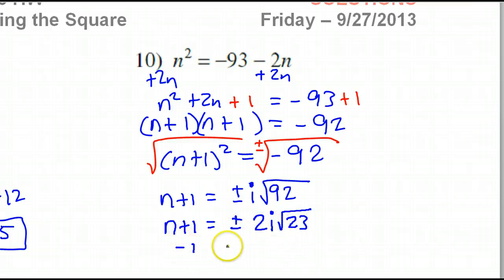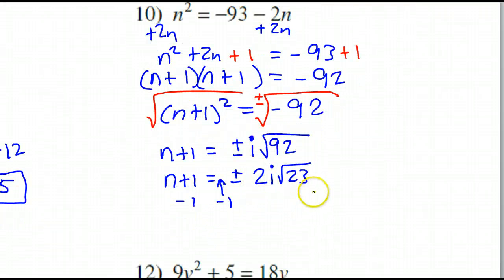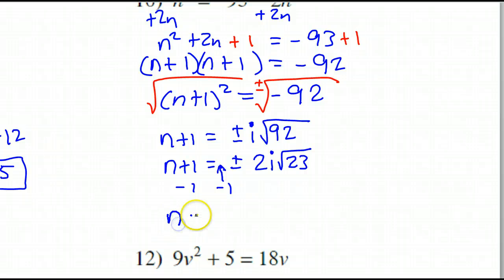And then we will subtract 1 from both sides, being sure to put it in the front. So that will give me n is equal to negative 1 plus or minus 2i radical 23.